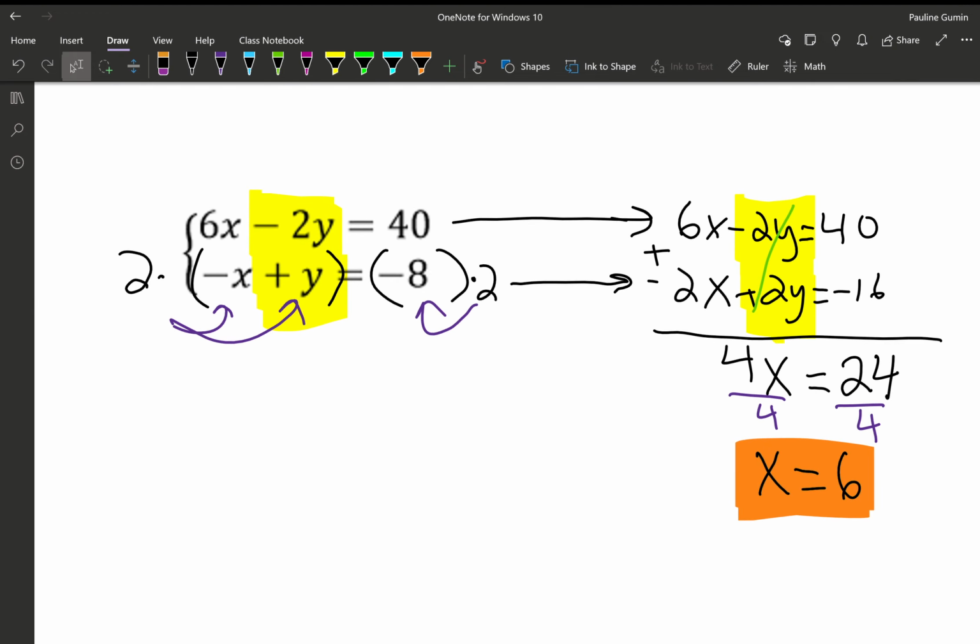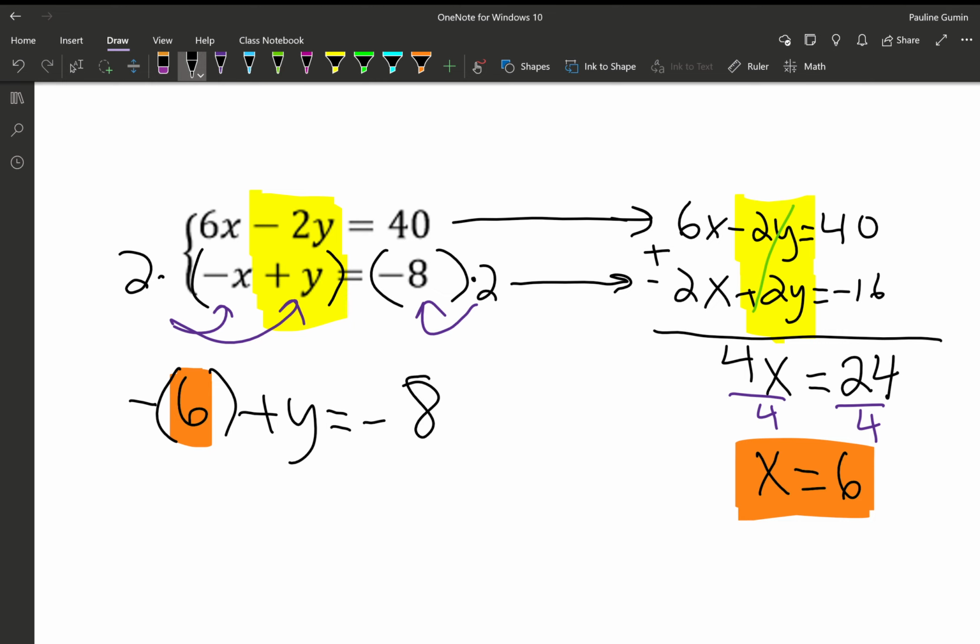And to find y, we need to use one of the original equations. Let's use the bottom one. And always go for the originals. Okay, don't use your multiplied ones. Okay, so now, instead of negative x, we have negative 6, plus y equals negative 8.